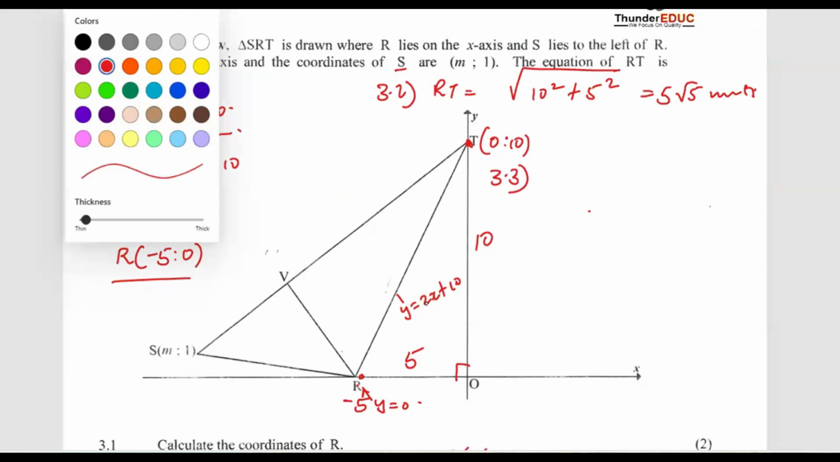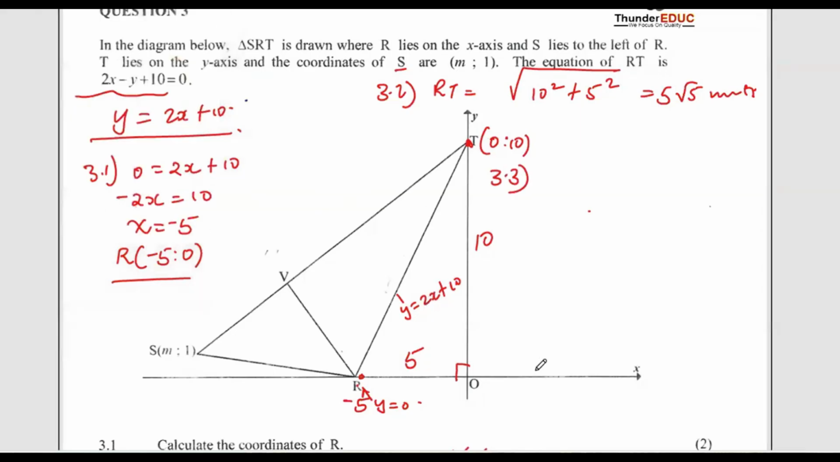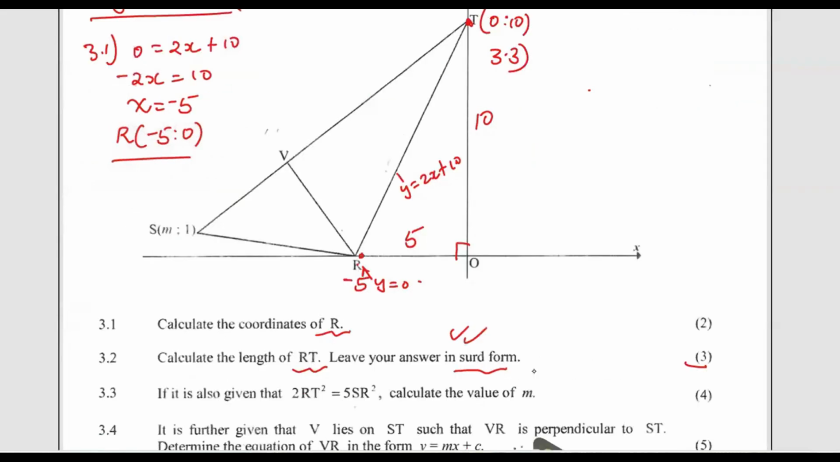Question 3.3. What do they need? They're asking us to determine the value of m if 2RT squared, okay, twice the RT squared, meaning that the 5√5, and then we square that, should give us 5 SR squared. So what is our SR? We don't know what SR is, but we're gonna use the coordinate or the distance formula to determine that. Okay, so where can I do this? Okay, I can write it here.